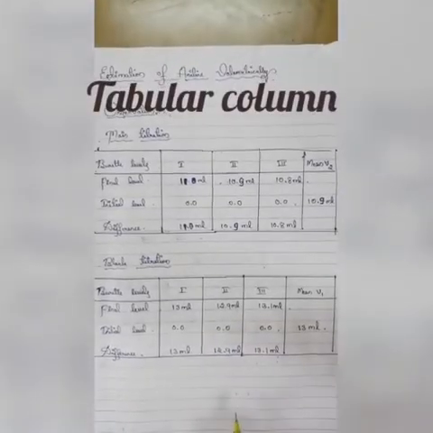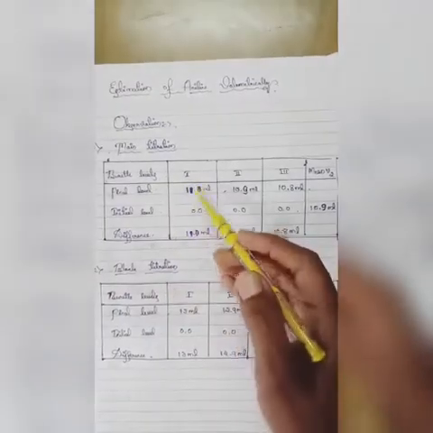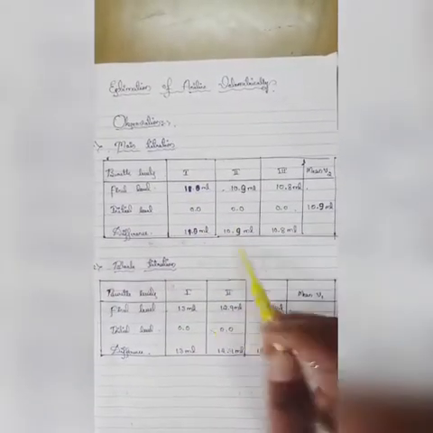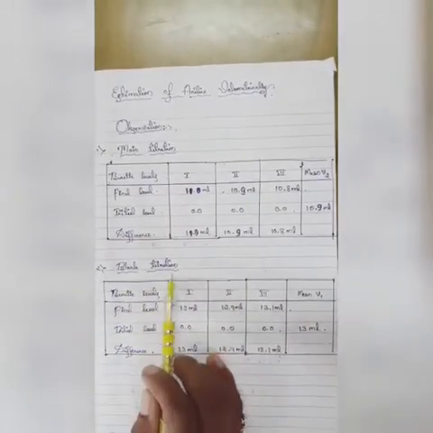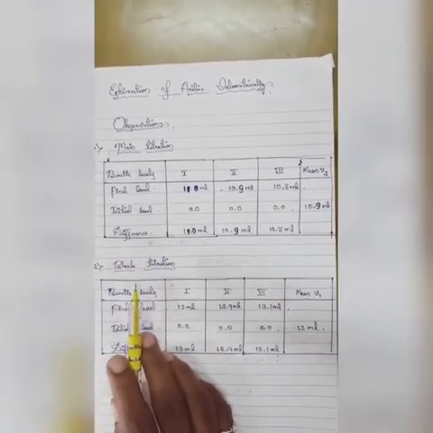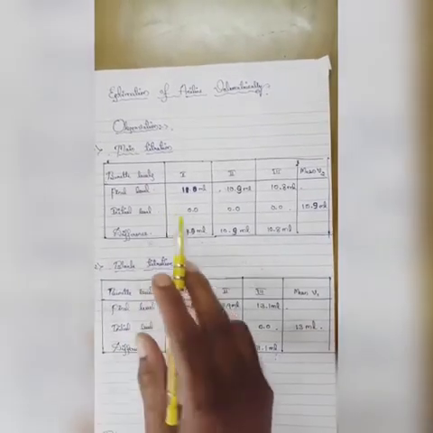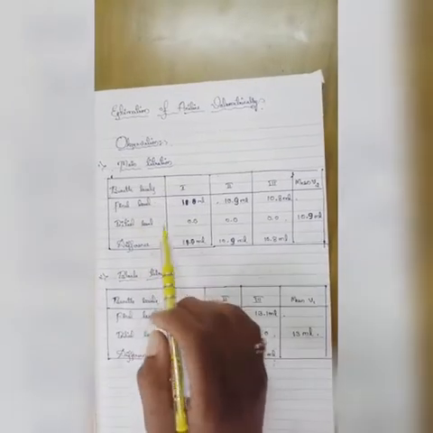Now we go for the observation part of this experiment. Here are 2 titration columns: one is the main titration column and the other is the blank titration column. In the experiment we already recorded 3 concurrent readings of the main titration as well as the blank titration. Those are here.